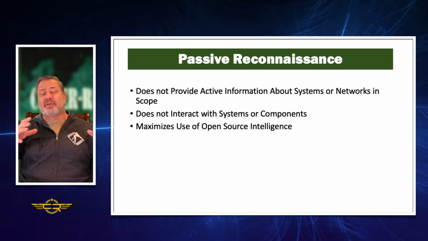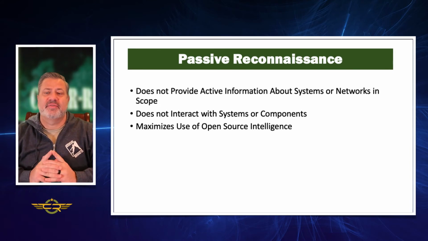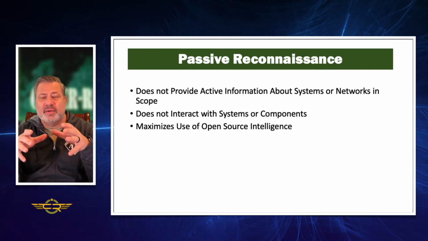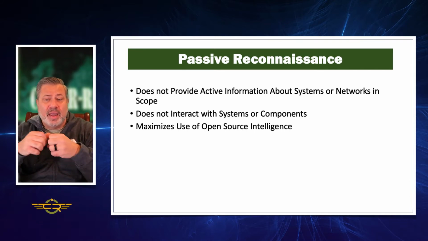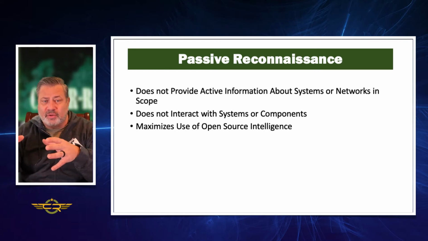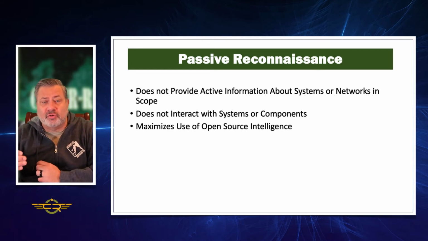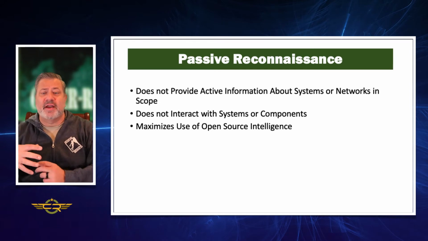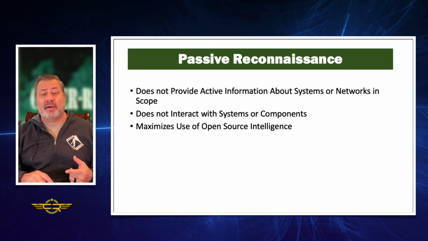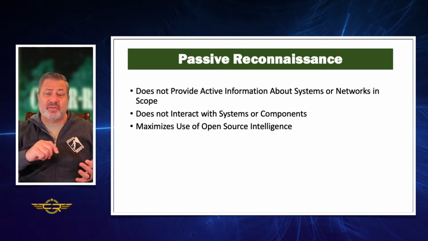There's another side of this, called passive reconnaissance. This does not provide active information about systems or networks in scope. The attacker is not interacting directly with systems and components of the system, and this maximizes use of open source intelligence. We talked about open source intelligence already, so we're not going to go down that road again. But we're going to do things like internet searches. We're going to look at DNS records. We're going to find out everything we can about that organization. Maybe this is where we find out what's the number for the help desk. What's the CSO's name? What's the CIO's name? What's the CEO's name?